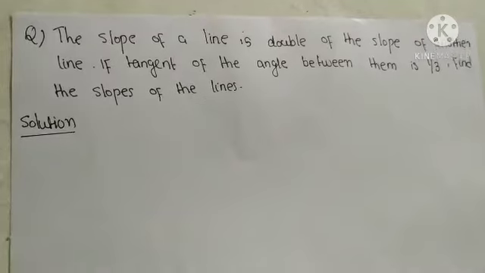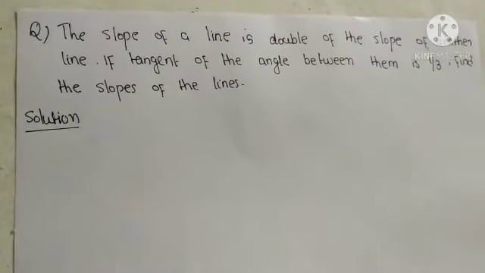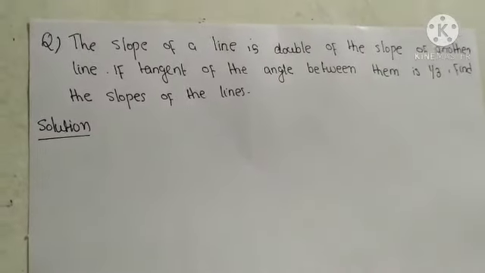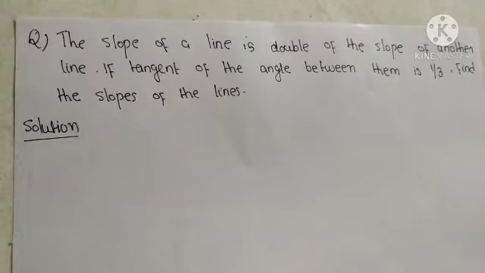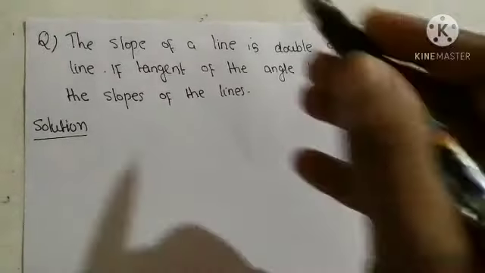This is our first question. The slope of a line is double of the slope of another line. If tangent of the angle between them is 1 by 3, find the slope of the lines. So let's start the solution of this question.